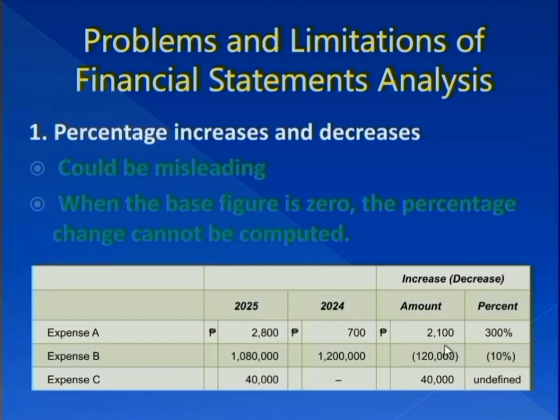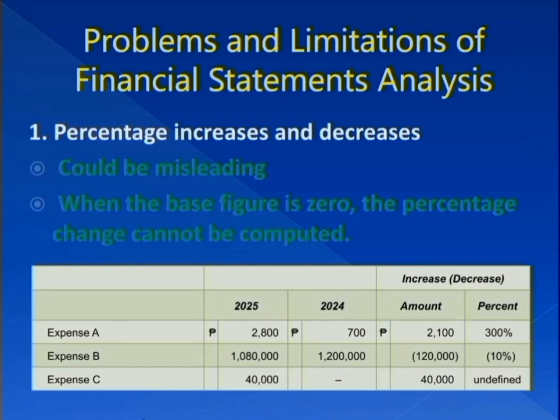Neither should he be disappointed that expense B decreased by only 10%, because in terms of amount, the decrease is quite large, 120,000 pesos. In other words, to overcome the problem with percentage increases and decreases, the absolute amounts must also be taken into consideration.